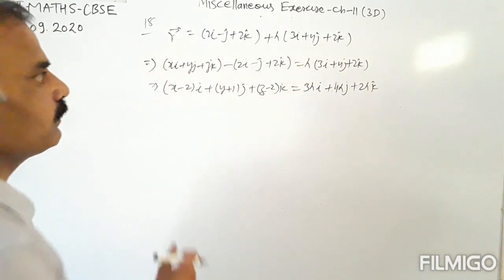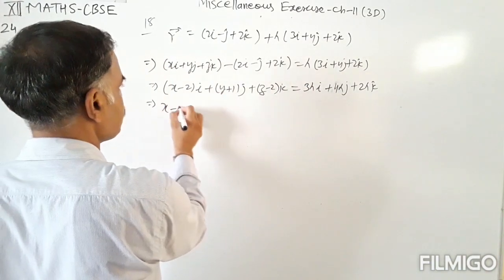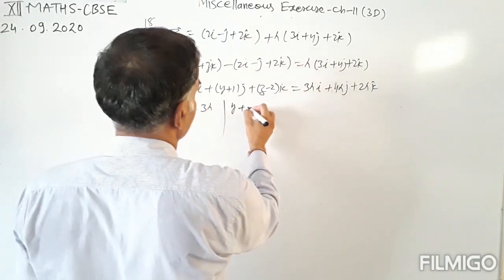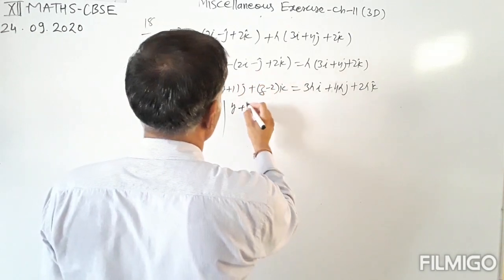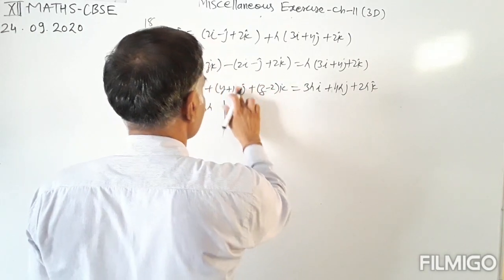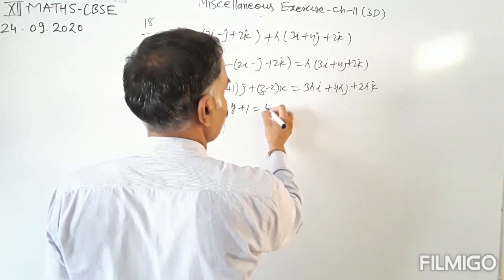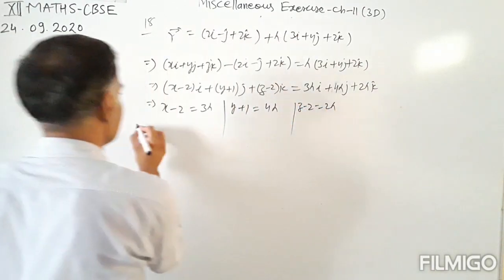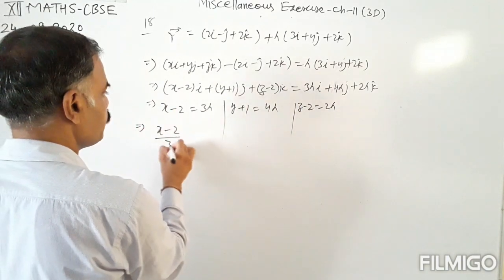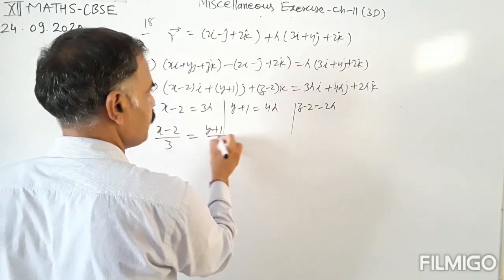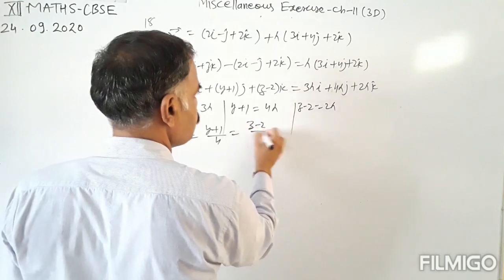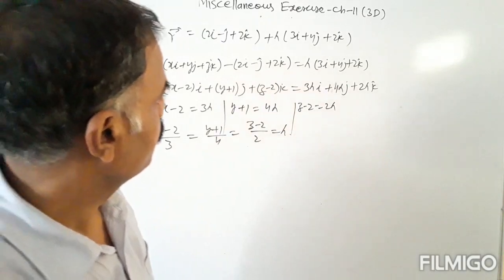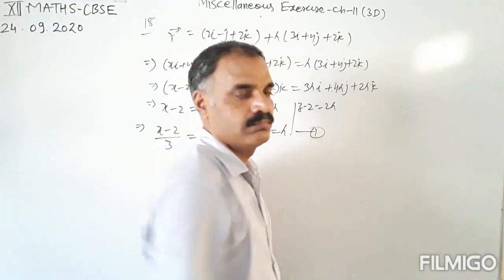Comparing the components of i, j, k, we will have x minus 2 is equal to 3 lambda, y plus 1 is equal to 4 lambda, and z minus 2 is equal to 2 lambda. So the equation is (x minus 2) upon 3 equals (y plus 1) upon 4 equals (z minus 2) upon 2 is equal to lambda. This is the equation of the line in Cartesian form.